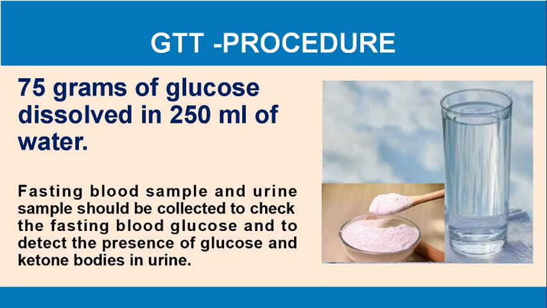GTT procedure. For this glucose tolerance test, 75 grams of glucose should be dissolved in 250 or 300 ml of water, and the person is asked to drink this glucose. Before drinking, the fasting blood glucose sample and urine sample should be collected to check the fasting blood glucose value and for the presence of glucose and ketone bodies in urine.